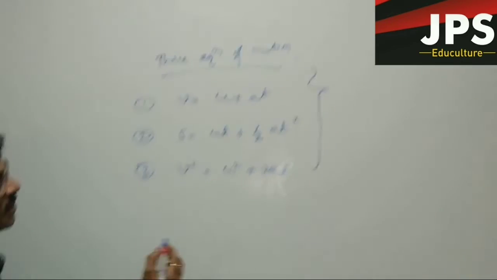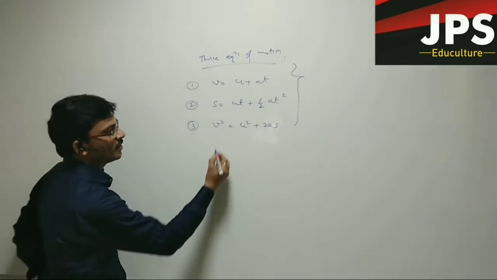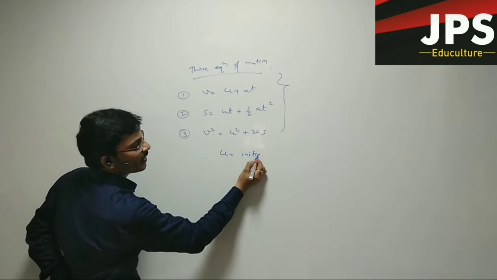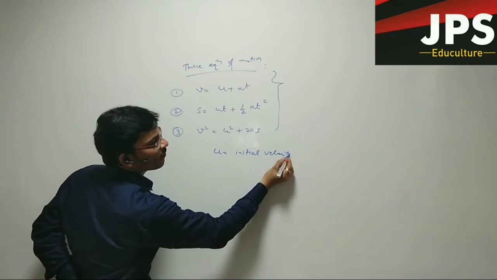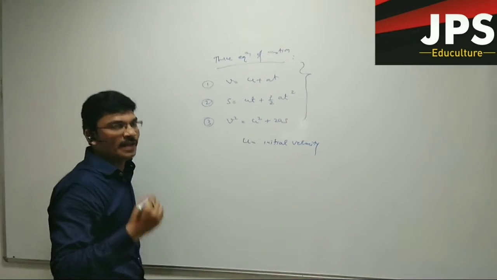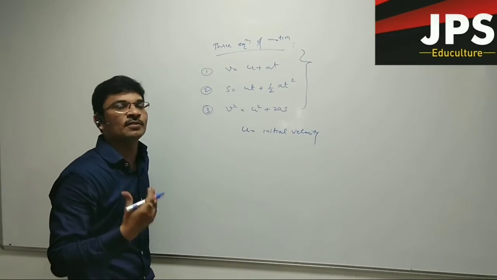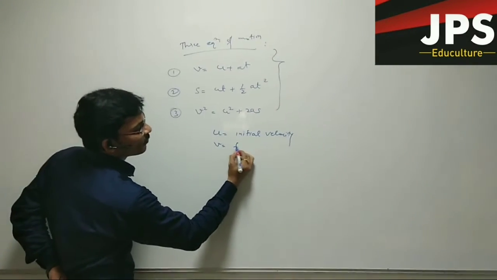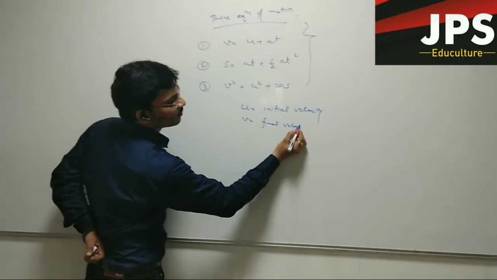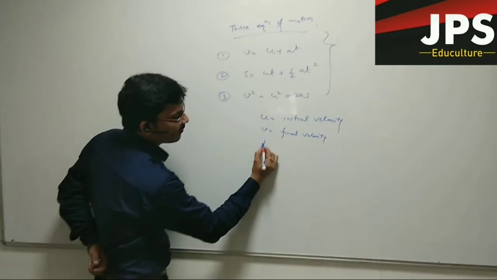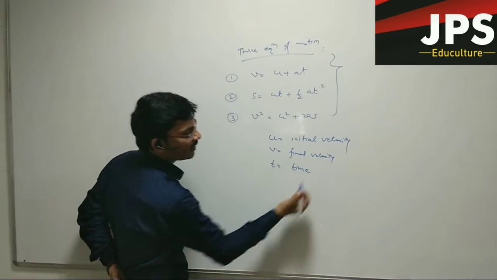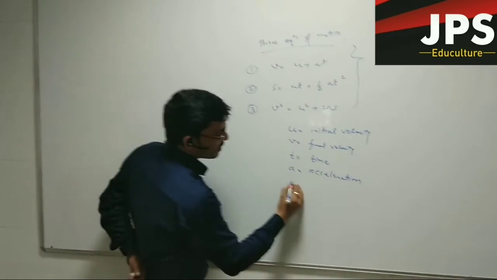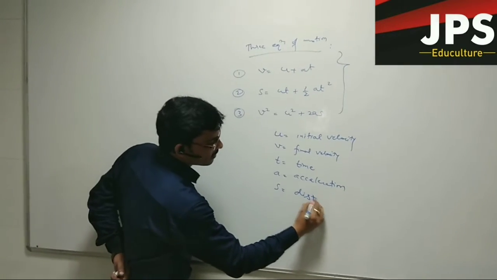In these equations, what do these symbols represent? Let's see. First of all, U. U represents the initial velocity of an object or a body. In ninth, we very frequently use the words object and body. Now, V stands for final velocity. In the same way, small t stands for time. A is acceleration. S is the distance.